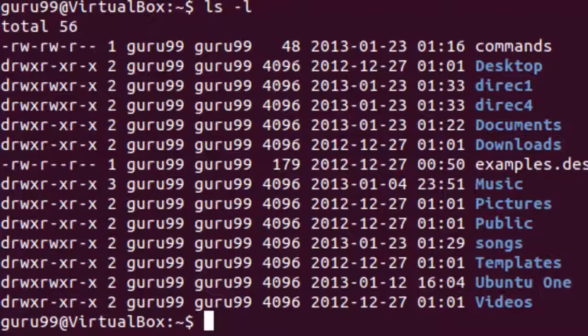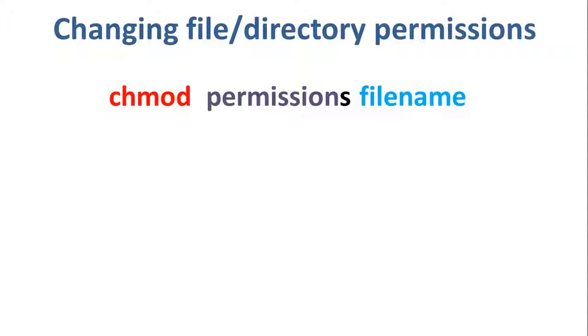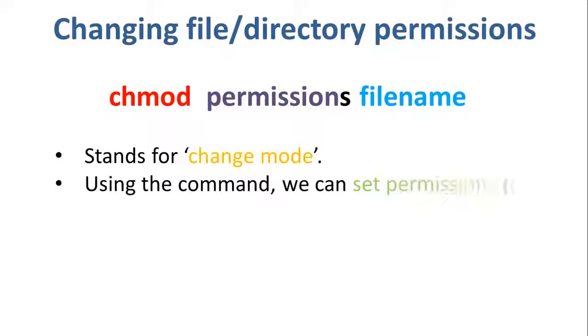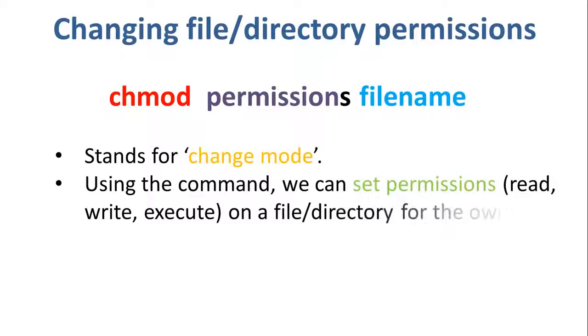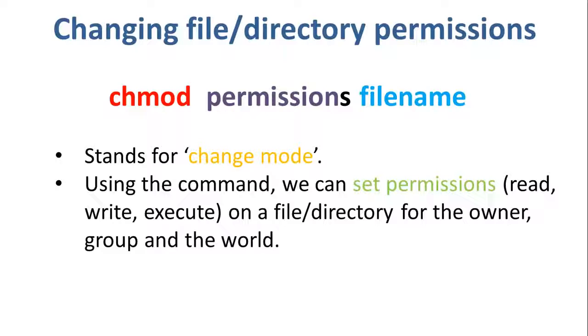Moving on, let's say you do not want your colleague to see your personal images. You can easily do so by changing file permissions. We can use the chmod command, which stands for change mode. Using the command, we can set permissions that is read, write and execute on a file or directory for the owner, group and the world.